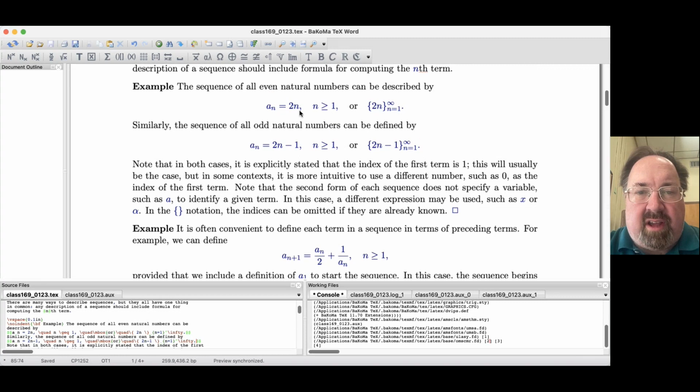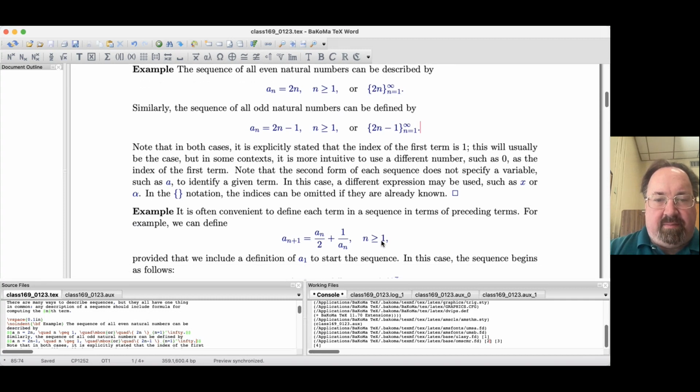Now, these kinds of descriptions of sequences are called explicit or closed form. In other words, you can think of this kind of description as describing a sequence as a function of the index n. You plug in n, you get a value, whatever n you want. Another way of describing a sequence is recursively. You describe each term in terms of previous terms. So a sub n plus 1 is defined in terms of a sub n.